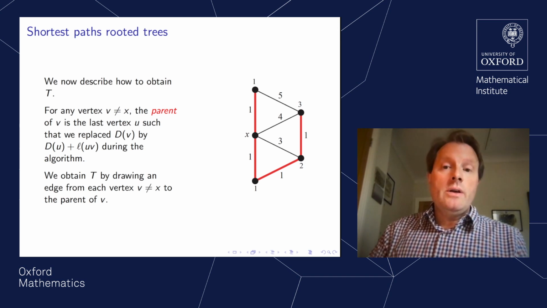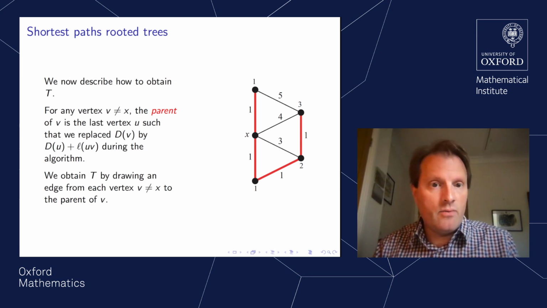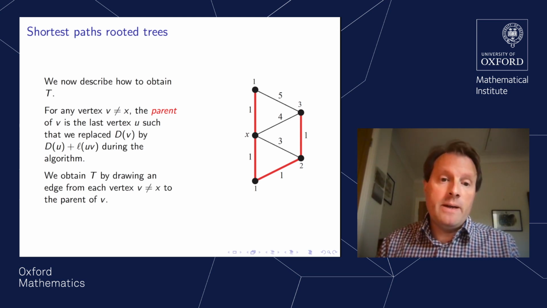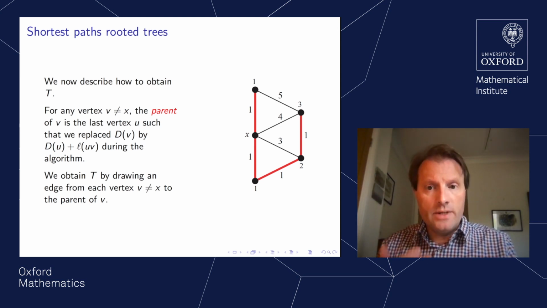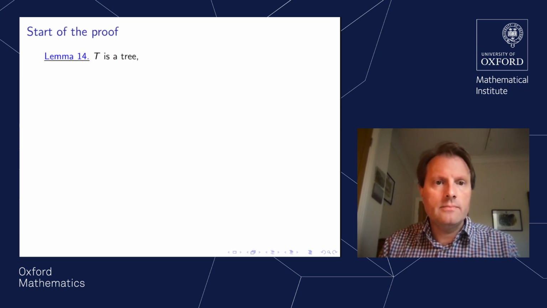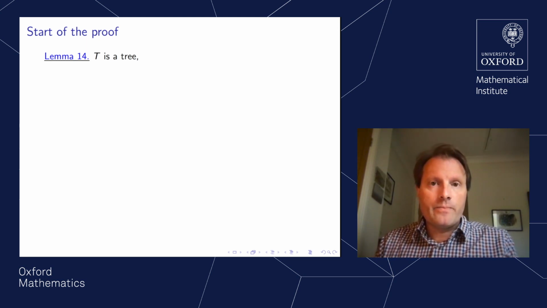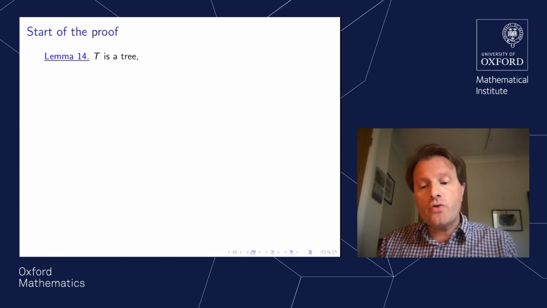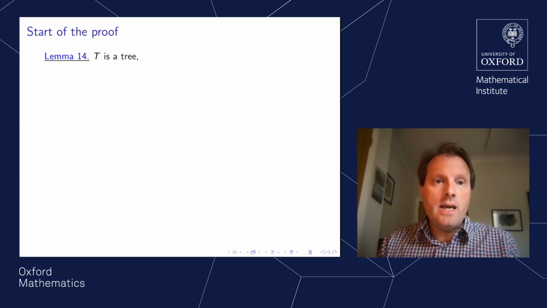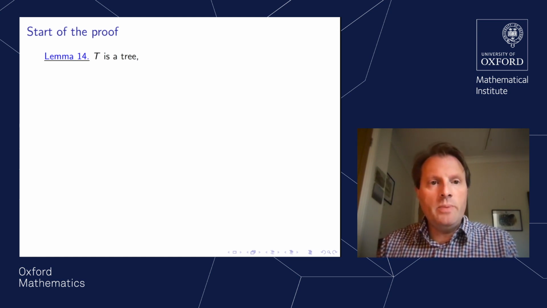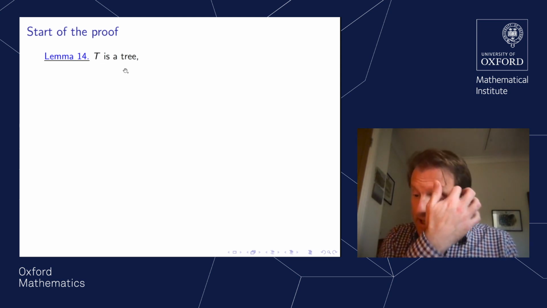Okay, so this is the algorithm, and it's not at all clear that it does the right job. And in fact, I'm going to be spending the rest of the lecture explaining why the algorithm does work. So I'm going to start by proving a lemma, which is going to give us some structural results about T and about D. So it has two parts to it. The first part of the lemma is that T is indeed a tree.